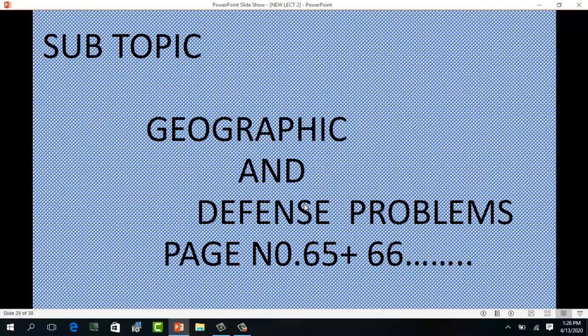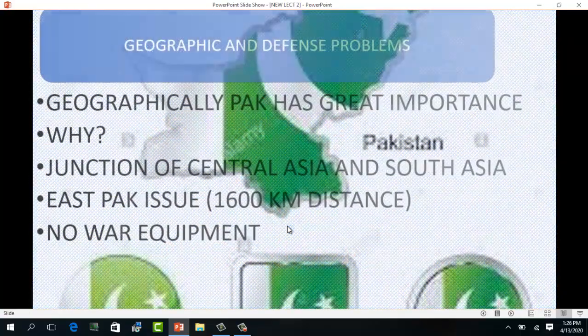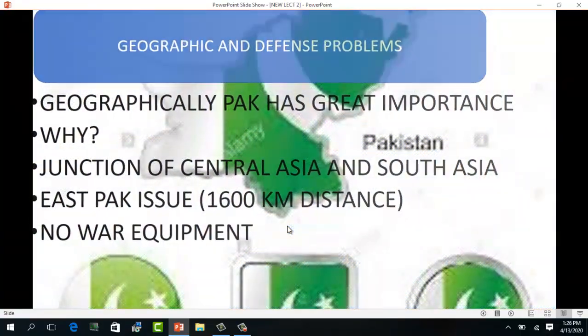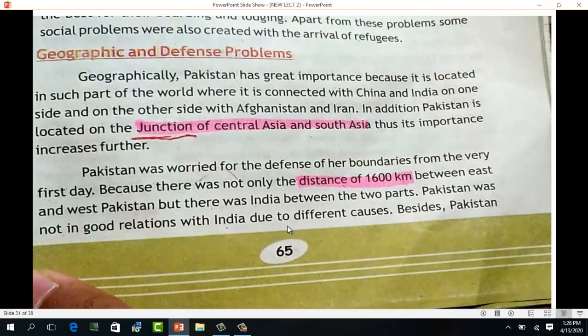Now students, open your Pakistan Studies book. Open page number 65. Hurry up, open page number 65 of your Pakistan Studies book. This is page number 65 of your Pakistan Studies book. Open it.